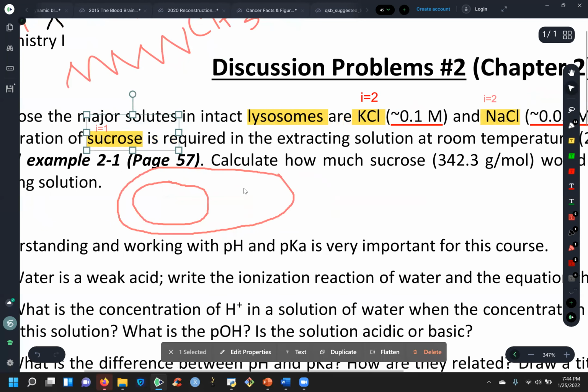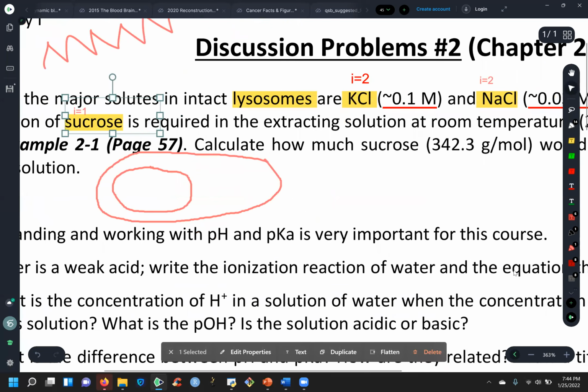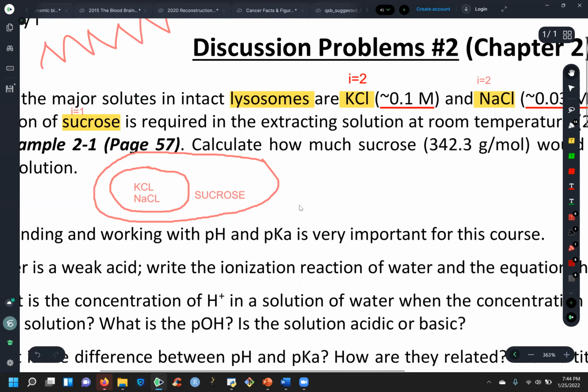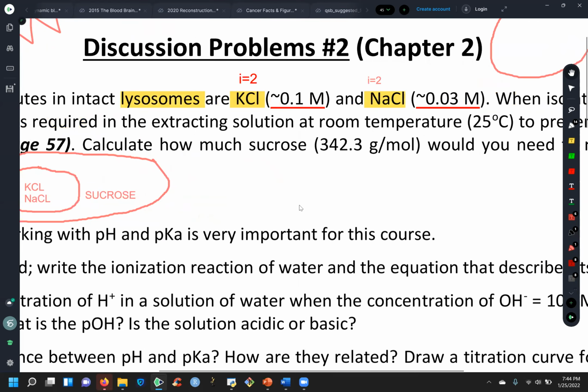Okay, so they're talking about the extracting solution. So this is the lysosome. The lysosome has potassium chloride, and it also has sodium chloride. And then in the extracting solution, you have sucrose. Okay, so calculate how much sucrose you would need.